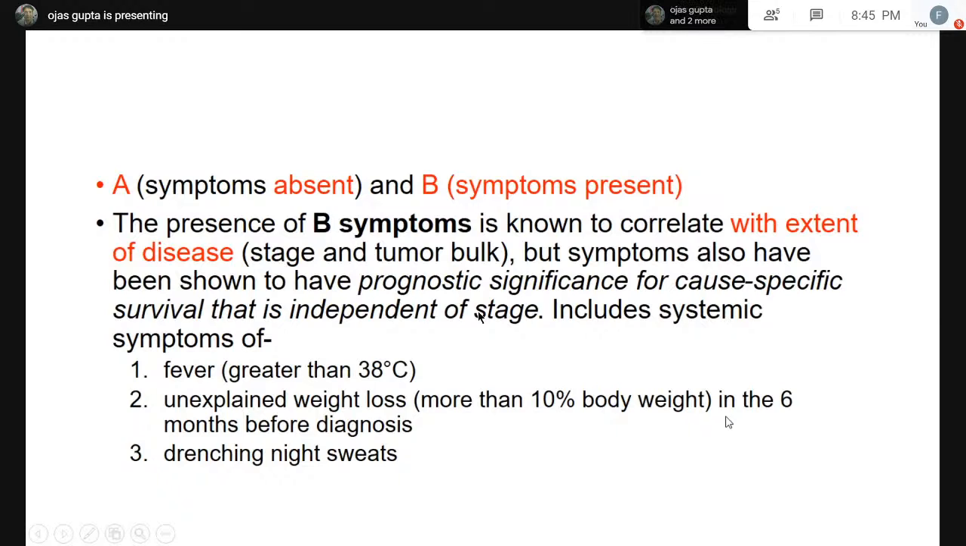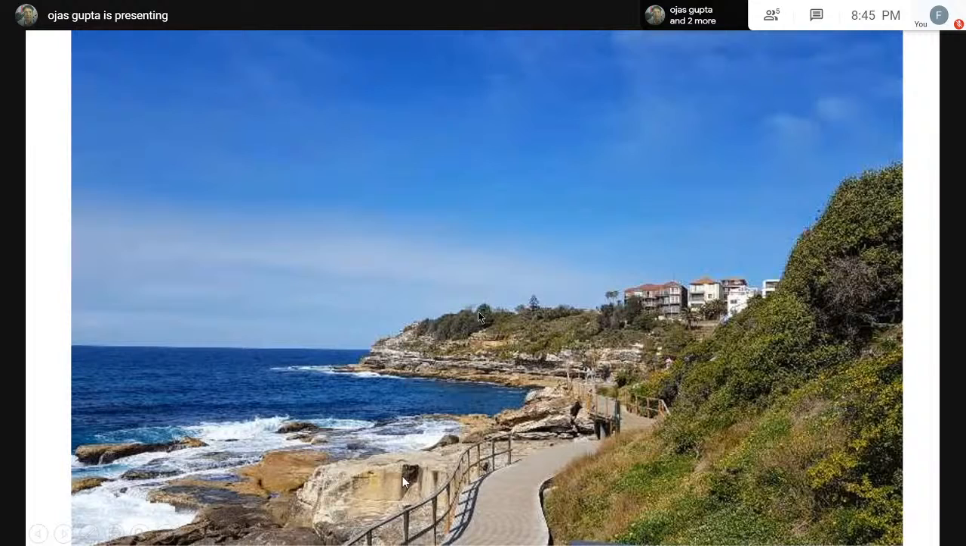Now coming to the A and B symptoms. A means absent and B means present. This B symptom is not associated with whether it is a B cell lymphoma or T cell lymphoma. Please note that. The presence of B symptoms is known to correlate with the extent of disease, that is stage and tumor bulk. But the symptoms have been shown to have a prognostic significance. And what are these? That's fever, unexplained weight loss, and drenching night sweats. So that's it. Thank you for patient listening.